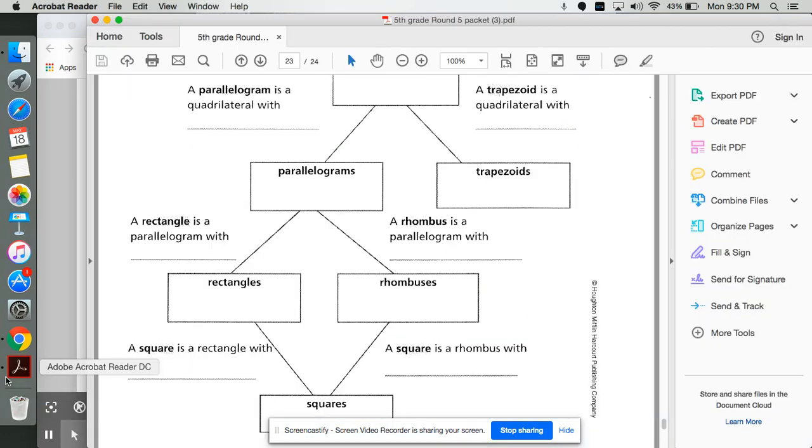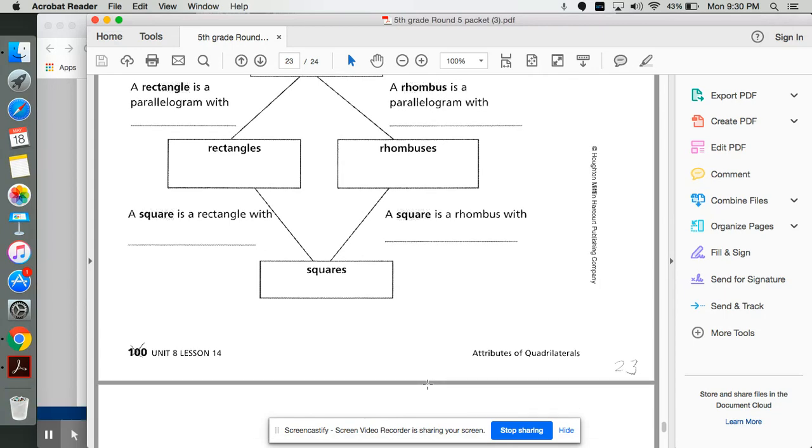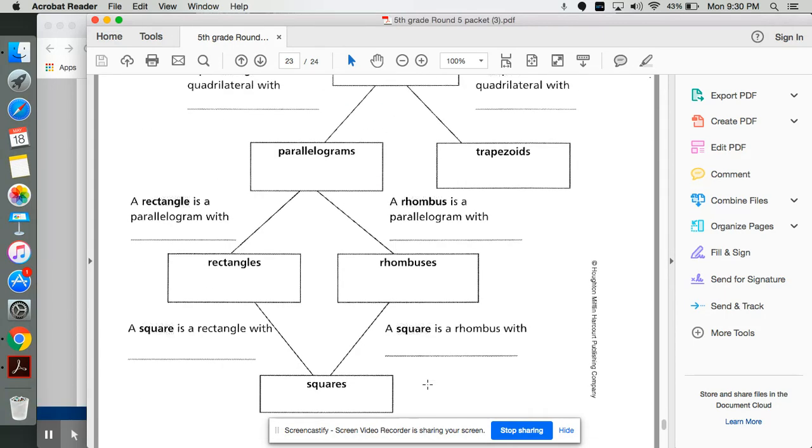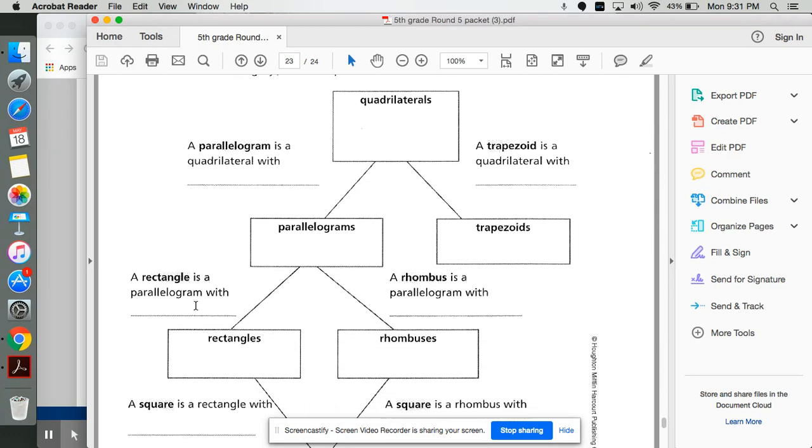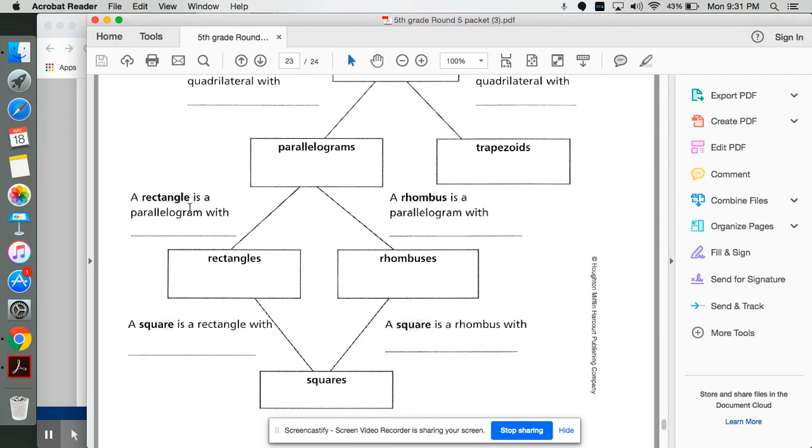All right. And that's just kind of how you would categorize these. So let's go down. A parallelogram is a quadrilateral with two pairs of opposite parallel sides. A trapezoid has one pair of opposite parallel sides. Remember, that was the difference between them. Okay, if we go into parallelograms, a rectangle is a parallelogram with equal angles, all 90-degree angles. Remember, it has to look like a box.